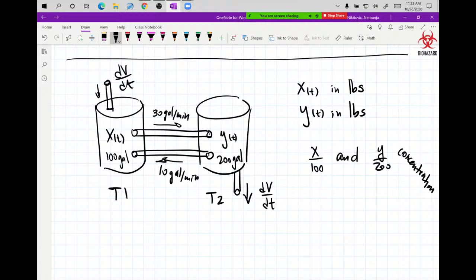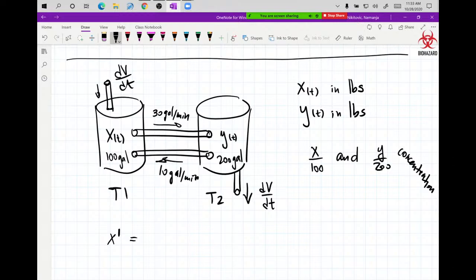Now, what are we setting up? We are setting up the change in the amount of salt in each of the tanks. The change in the amount of salt is given in pounds, so x would be x prime. You are measuring the change in the amount of salt over time, in this case per minute, and that's the dt.